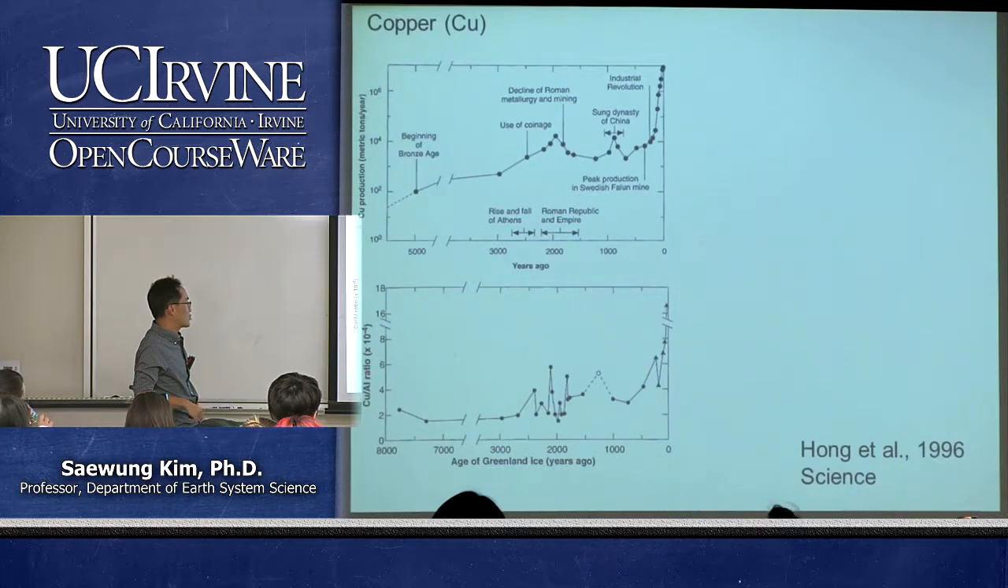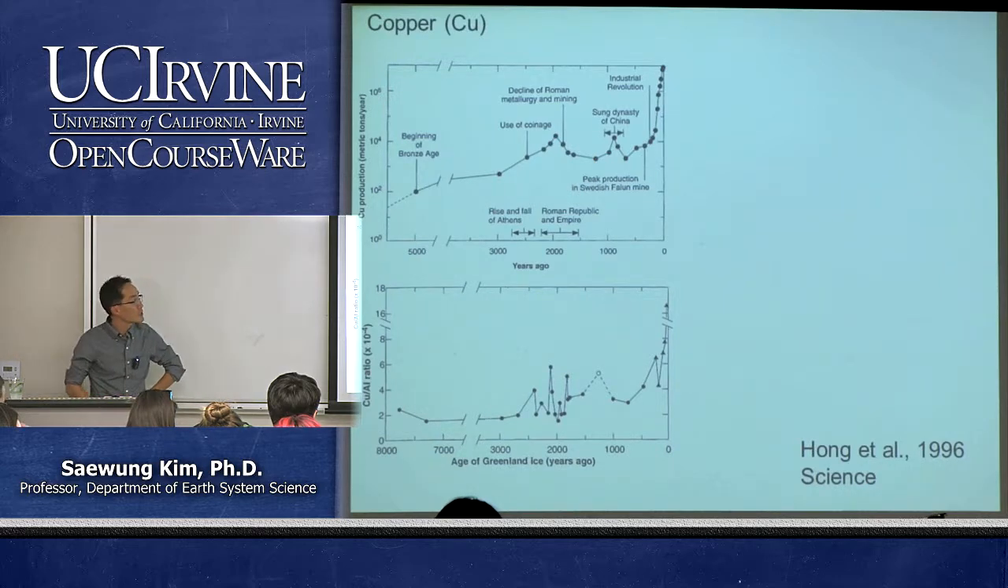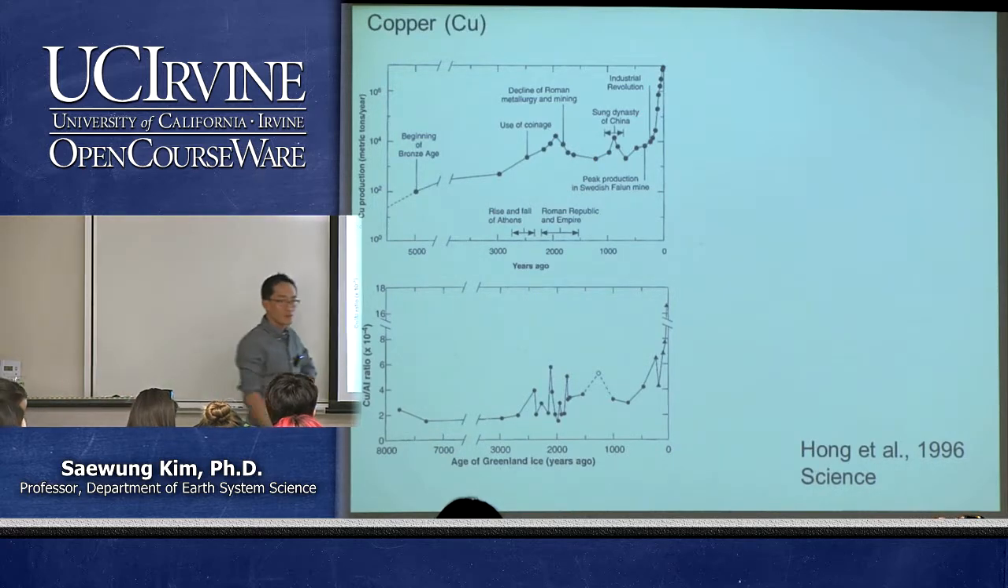And then this is the actual copper concentration that is measured in the ice core. It's telling the same thing, that the copper concentration in the ice core has steeply increased over the past few hundred years, right after the Industrial Revolution, right?